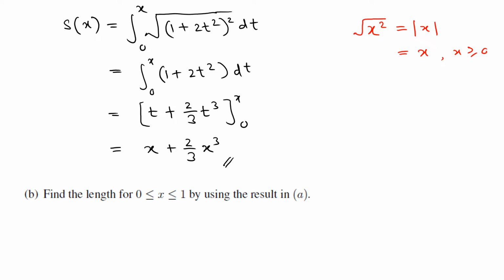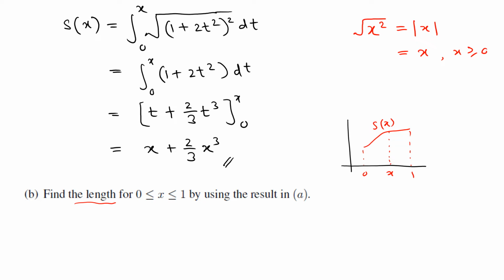So if you look at the second part, they're asking to find the length. So they're asking for the length for the range going from 0 to 1. So that means you have this curve, and the x value ranges from 0 to 1. Since we have the arc length function which is valid for S(x), what we are simply doing is calculating the value at x equal 1.